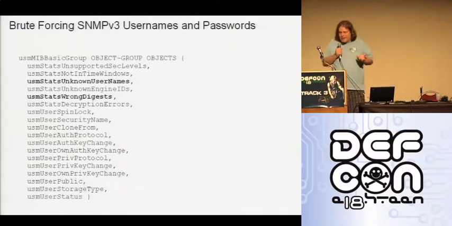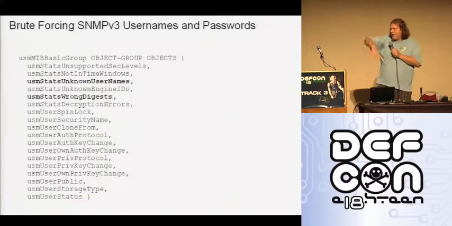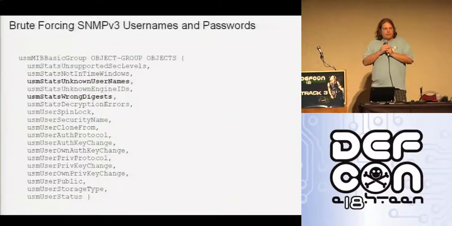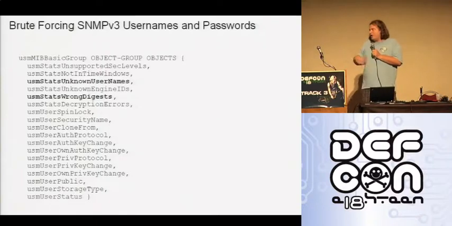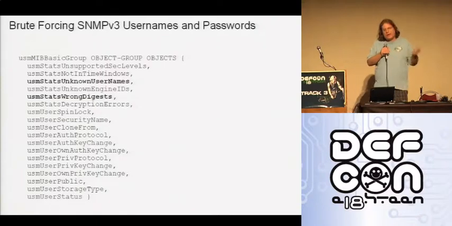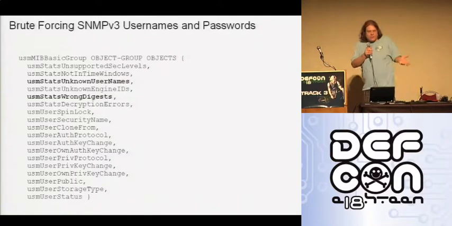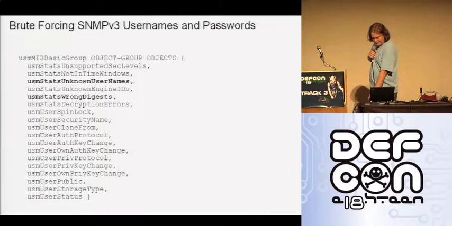It turns out that SNMP v3 makes this easy. It provides verbose error messages whenever you try a username and password. If you send a bad username, it'll tell you the username is bad, so you can try usernames until you get one that works. And then if you try a password and it turns out that your password was bad, it'll tell you it was the password that was bad, and you can keep trying passwords till you get that right too. So it's pretty easy to brute force.